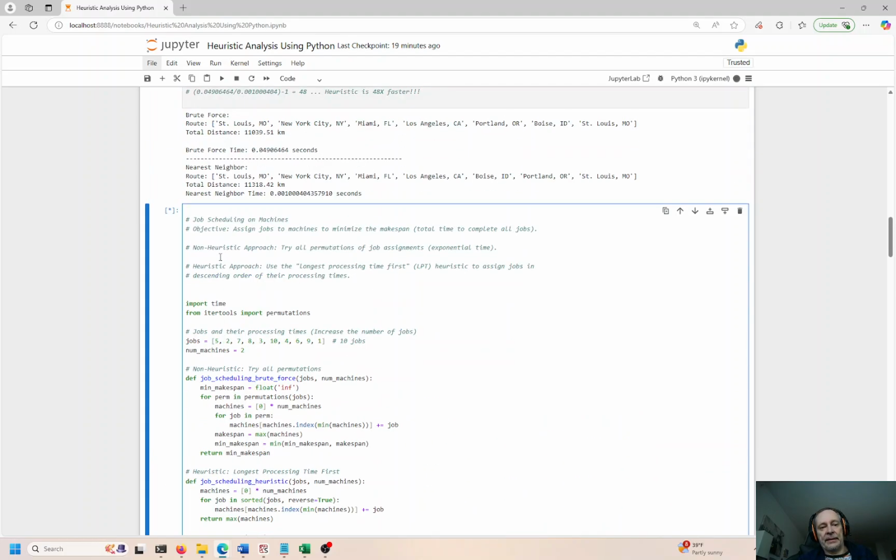Okay, and in my notes here, I have the heuristic approach: the longest processing time heuristic to assign jobs in descending order of their processing time. And the non-heuristic approach is to try all permutations of job assignments. So this takes exponentially longer than this approach, right? You look at the longest job and assign that to the machine that has the most resources.